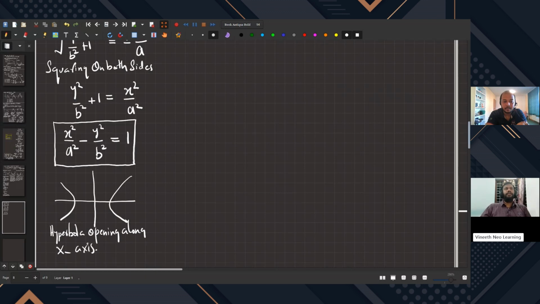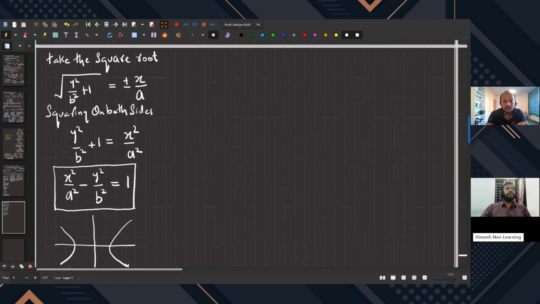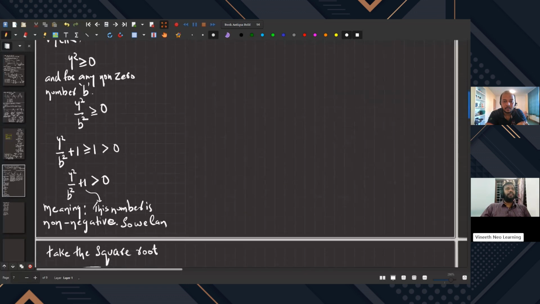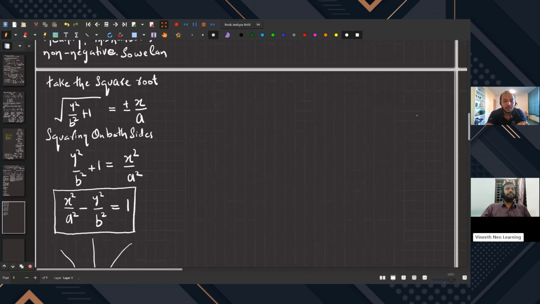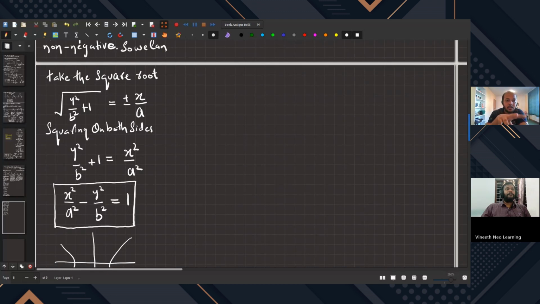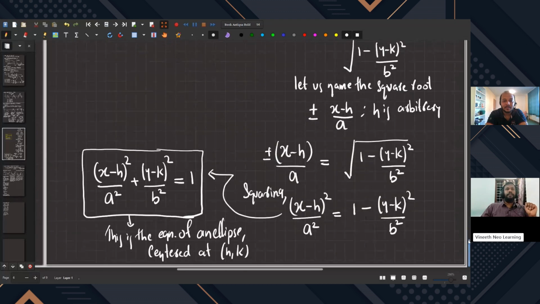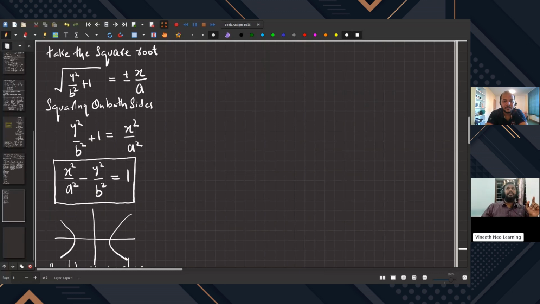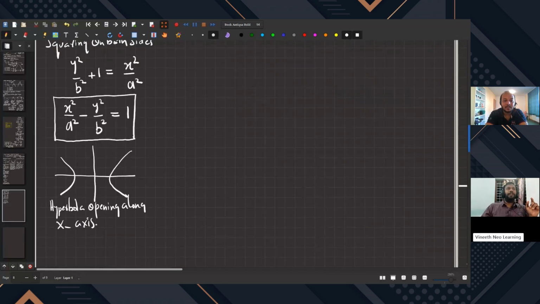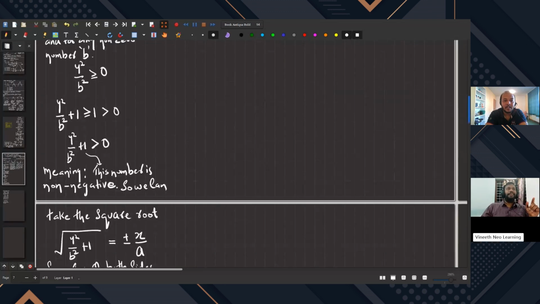Okay, exactly. Okay, Joe, are you satisfied with the proof? Yeah, it's pretty straightforward actually. Okay, once you understand the square root, the reasoning is sound. But if you look at the proof for the ellipse, we finally got an ellipse centered at (h, k). Here we have a hyperbola centered at the origin. There is no h and k.